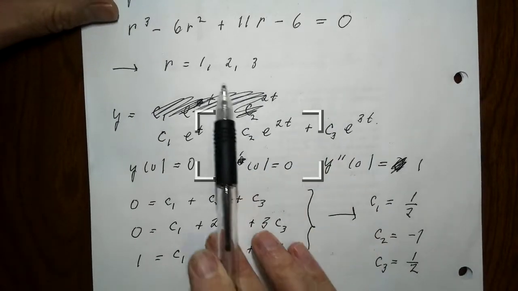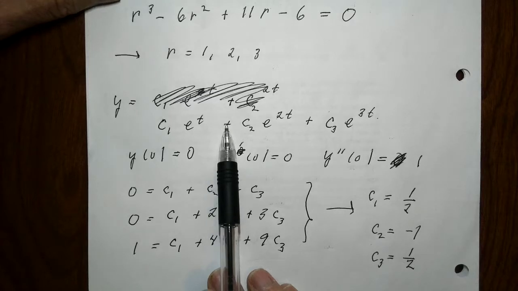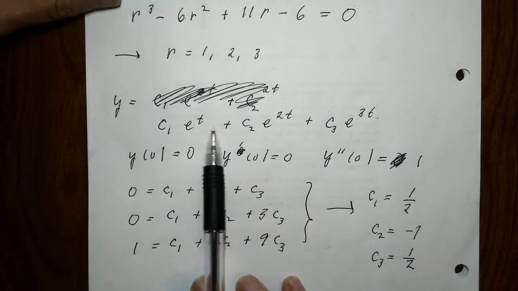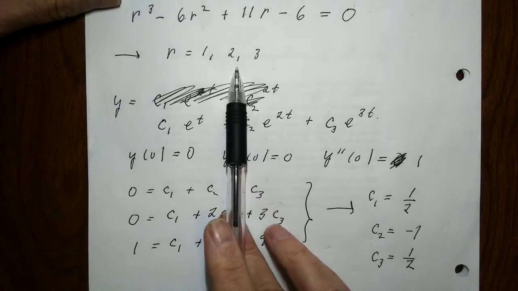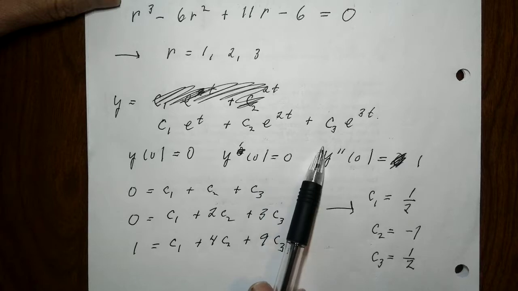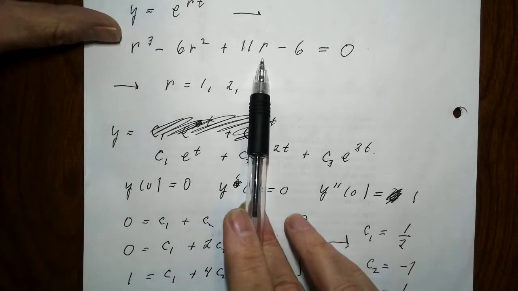So that means, just like in the previous setting for the second order equation, our fundamental solution set would be y = c1 e^t + c2 e^(2t) + c3 e^(3t). That's all there is to it. But again, we have to solve this cubic.